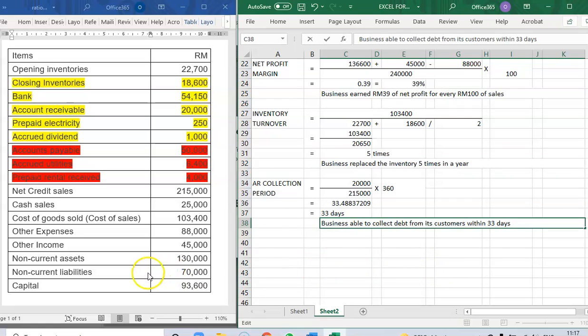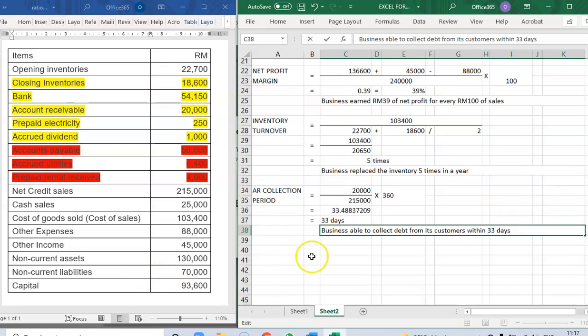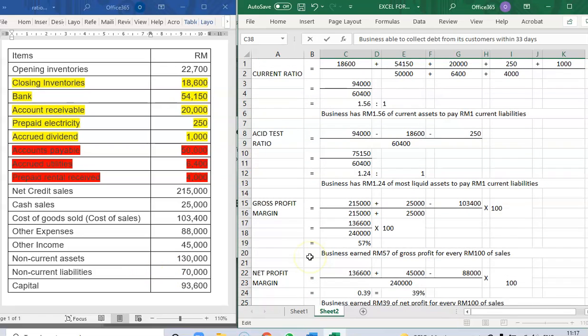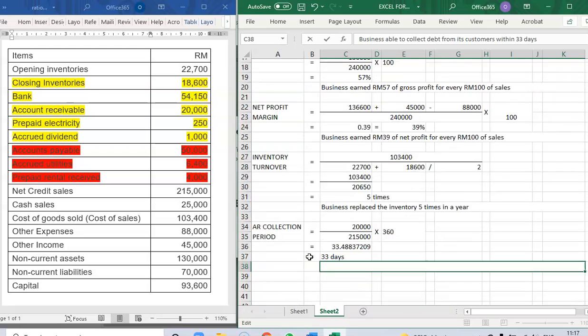Okay, that's all. How to do the calculations of ratios, all the ratios that you have learned.